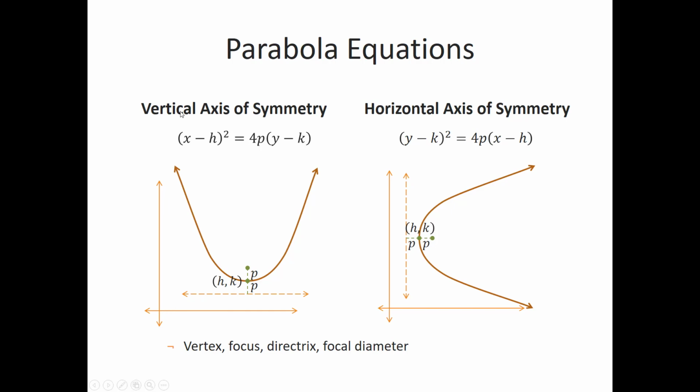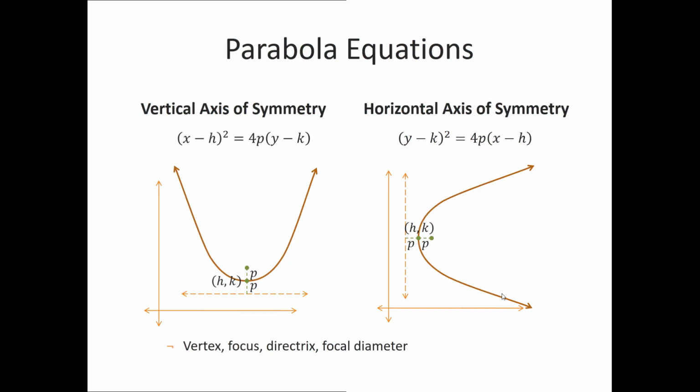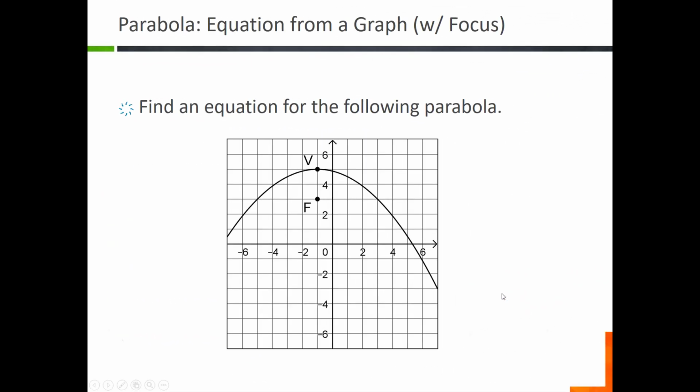Notice if we have a vertical parabola, we have a horizontal directrix, and if we have a horizontal parabola, we have a vertical directrix, so they are perpendicular to each other. All right, so let's look at some examples.